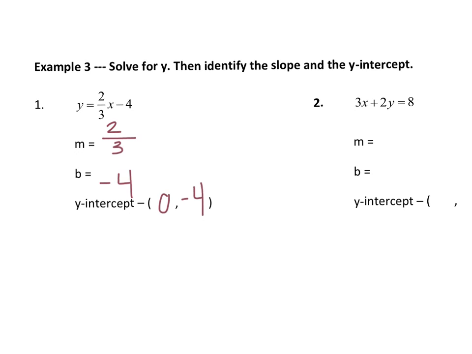Alrighty, all you should be doing right now is checking your work. Remember that your m represents the slope. That is always the number before the variable x. And b is your y-intercept. That is whatever you're adding or subtracting at the end of your equation. And then your intercept is always written as an ordered pair.